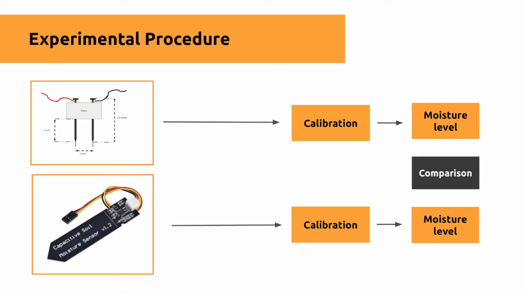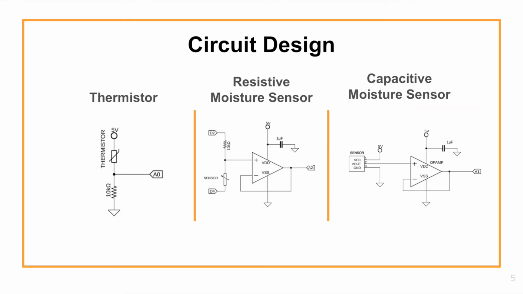Note that the resistive sensor is prone to corrosion as we are driving current through the probes. We tried tackling this problem in two ways. First is by only supplying current through the probes when taking measurements, and second by supplying an alternating current through the probes. Here are the circuit diagrams that we used for our experiment.